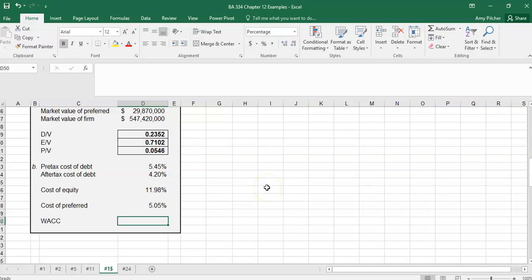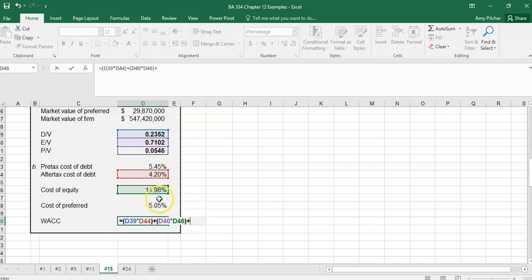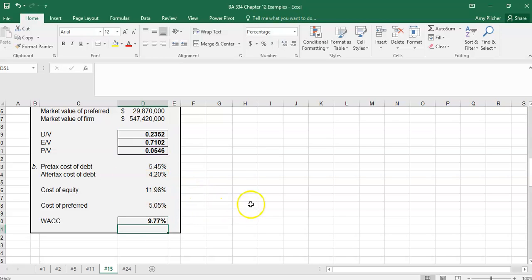Our weighted average cost of capital then is each item, and we use the after-tax cost of debt times their weight and add it all together. So we take the weight of debt times the after-tax cost of debt, plus the weight of equity times the cost of equity, plus the weight of preferred times the cost of preferred. That gives us a weighted average cost of capital of 9.77%.